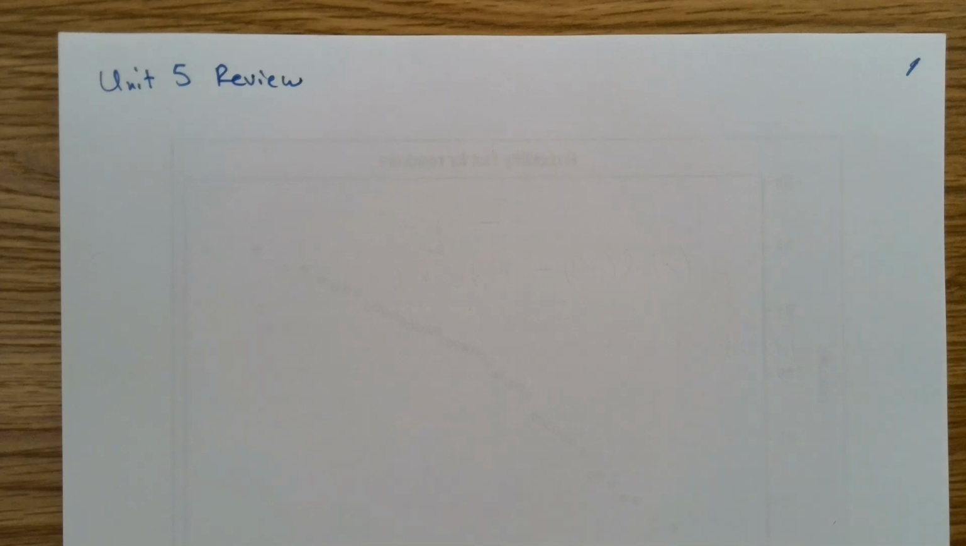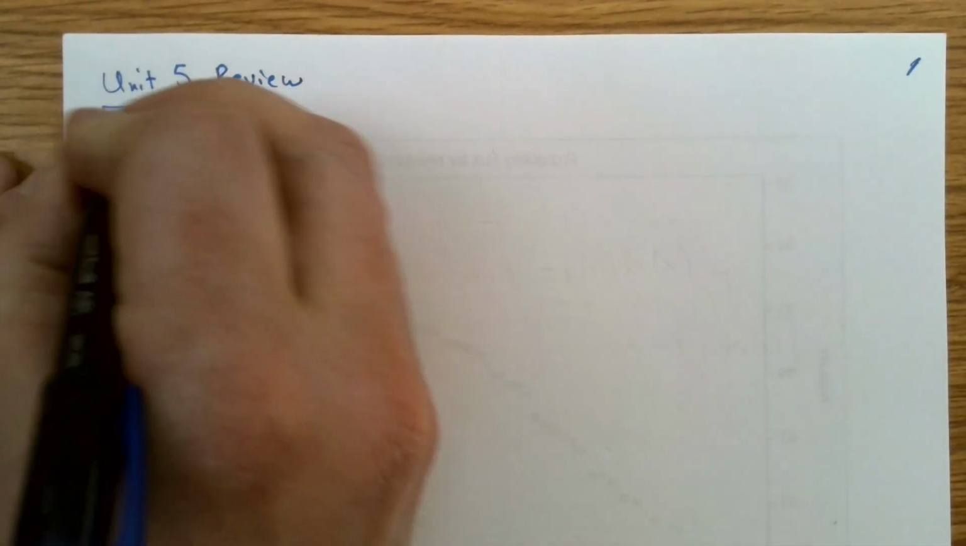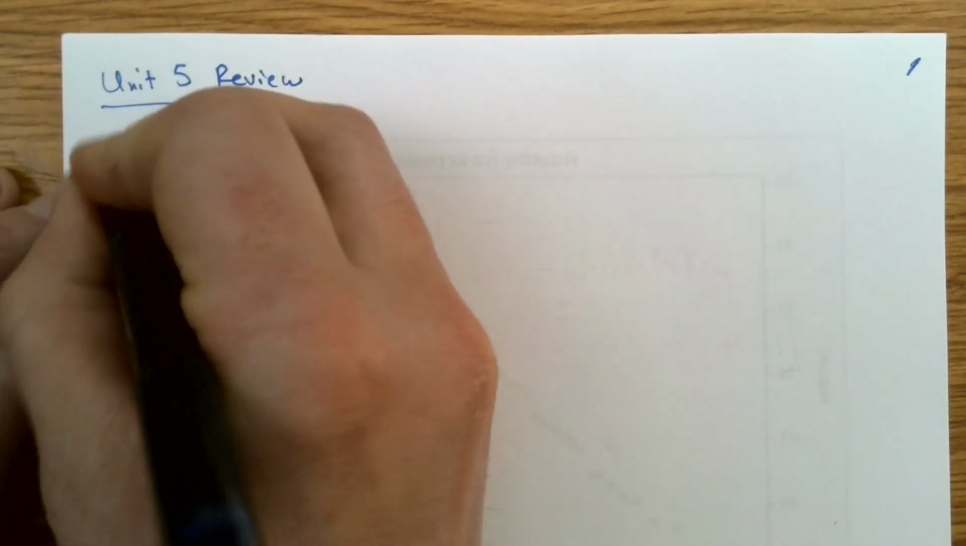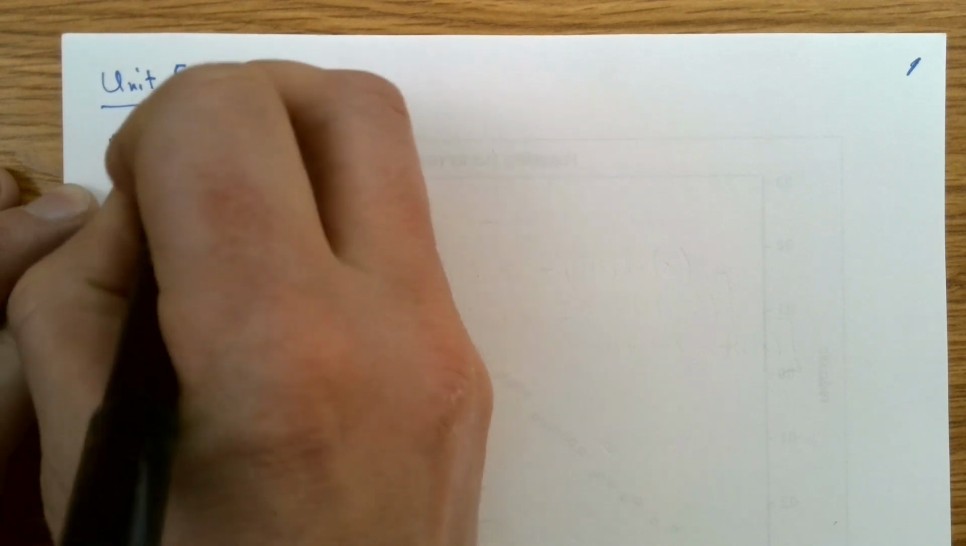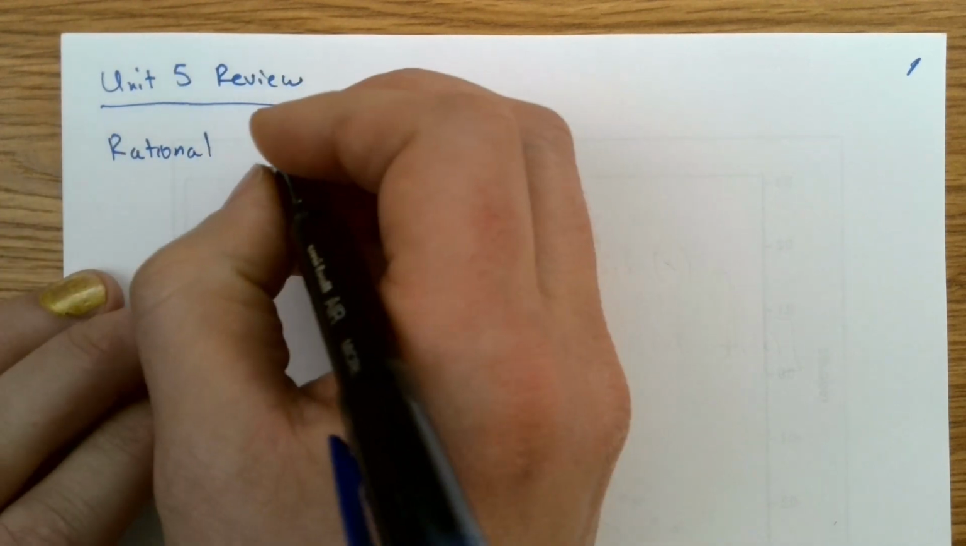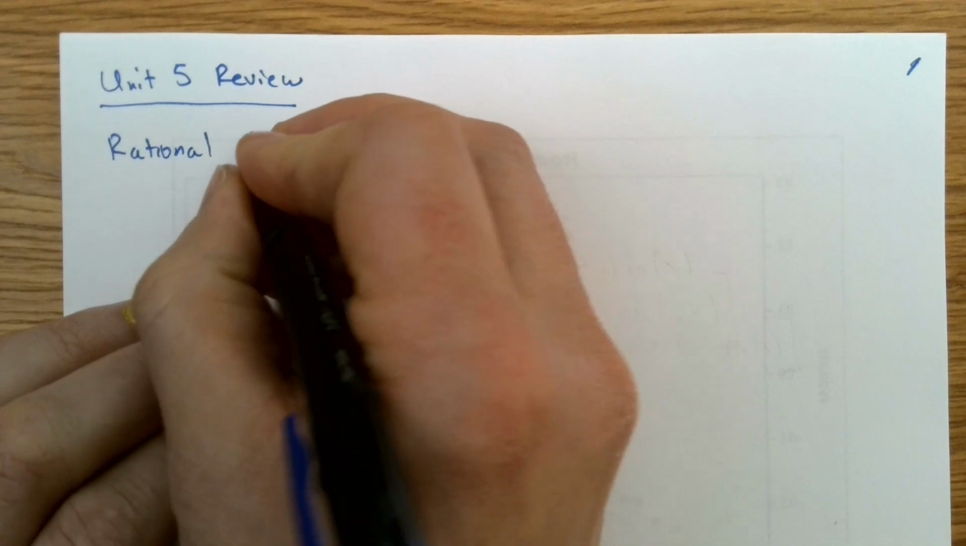This video is a quick overview of the things you're going to need to know for the Unit 5 exam, and those same items that would show up on the final exam. So there are two concepts in this unit. The first one we looked at in the first couple lessons is the rational functions.